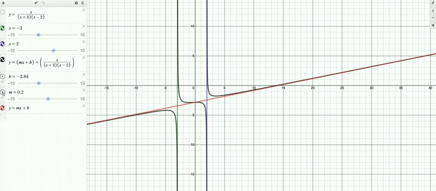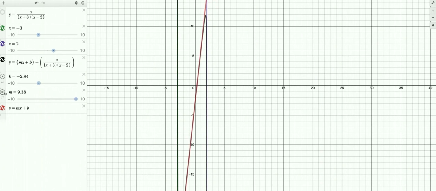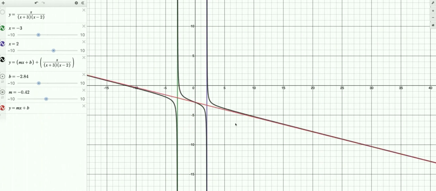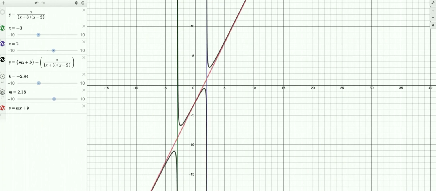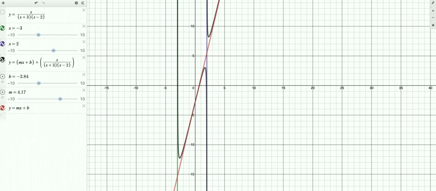Let's play with the m a little bit. This is going to be kind of extreme here. Watch this. But you still get the idea. All right, let's stop this. Let's come back and take this off here for a second.